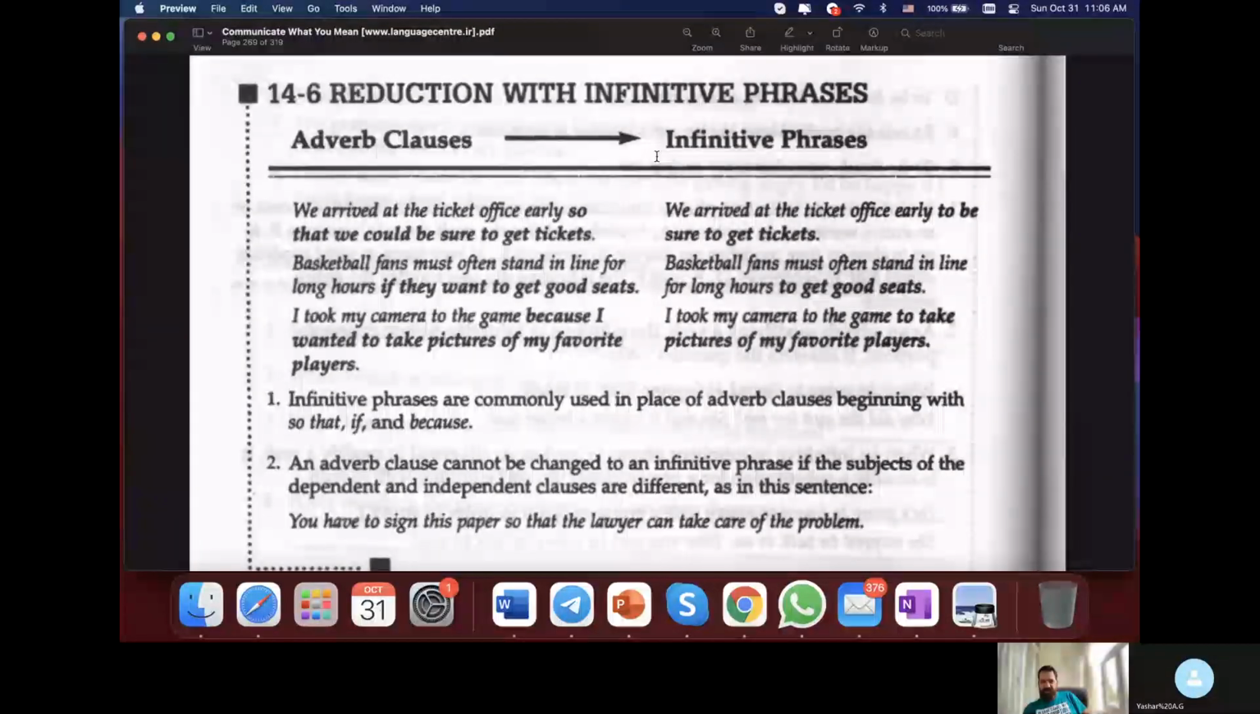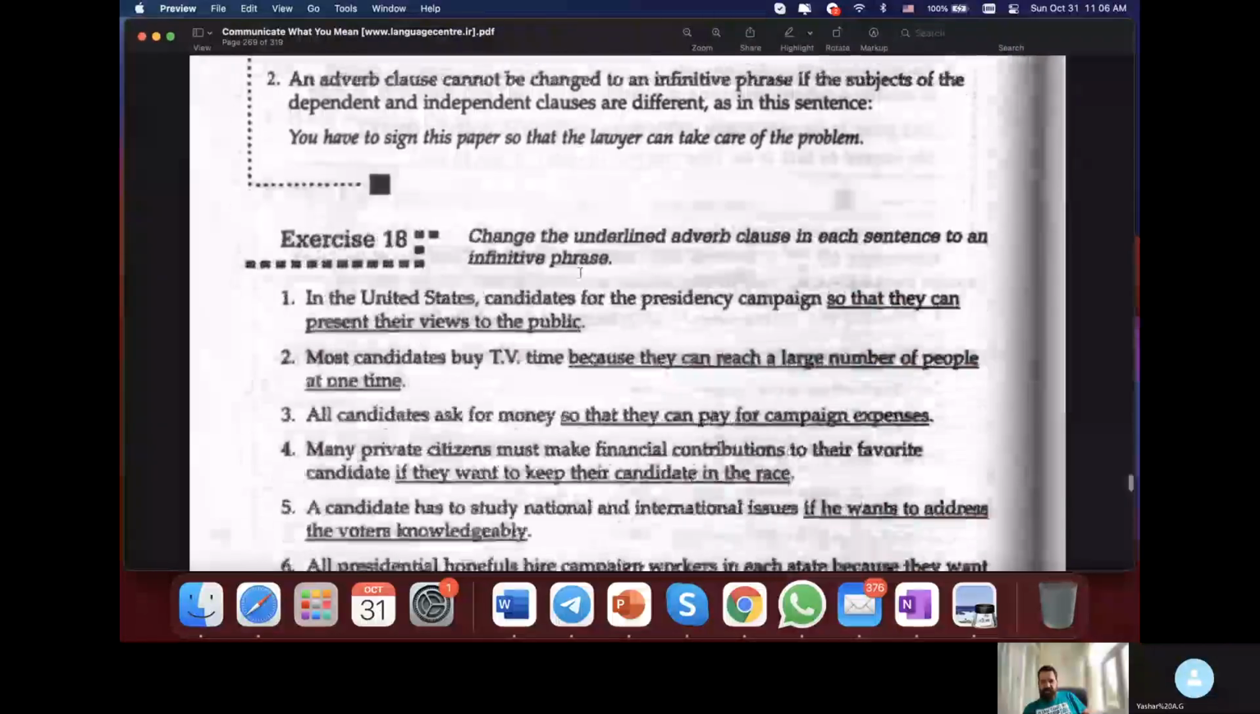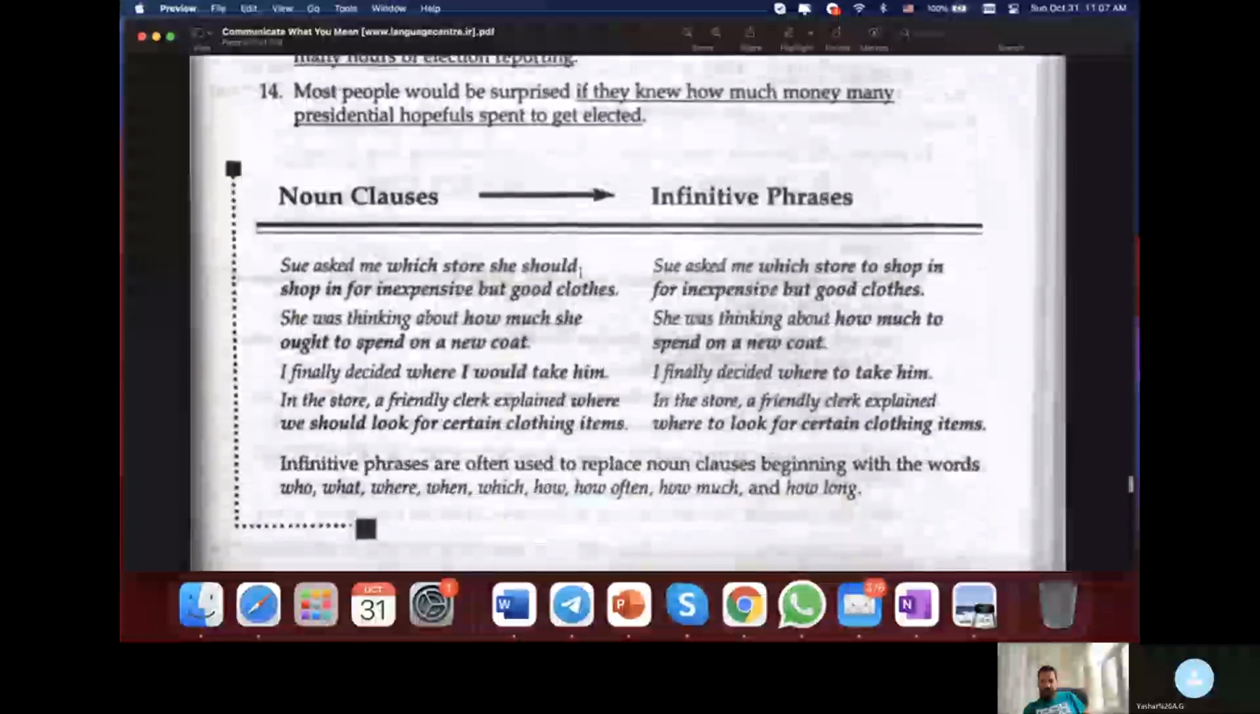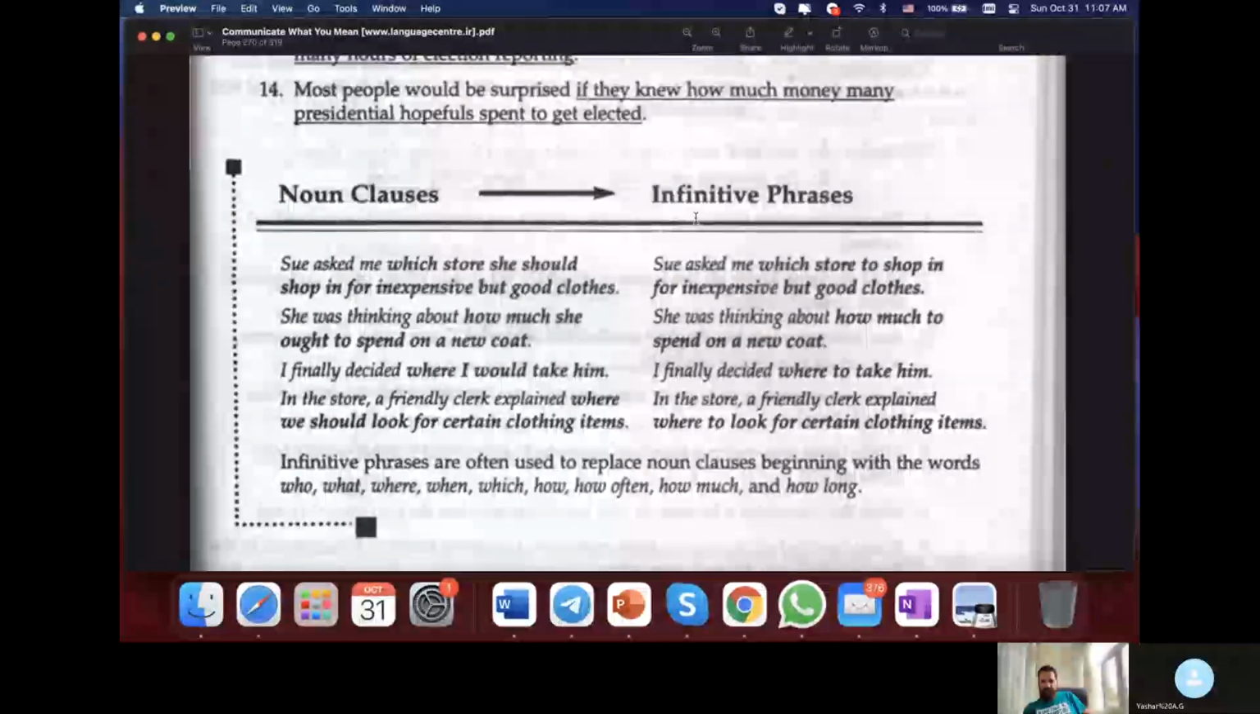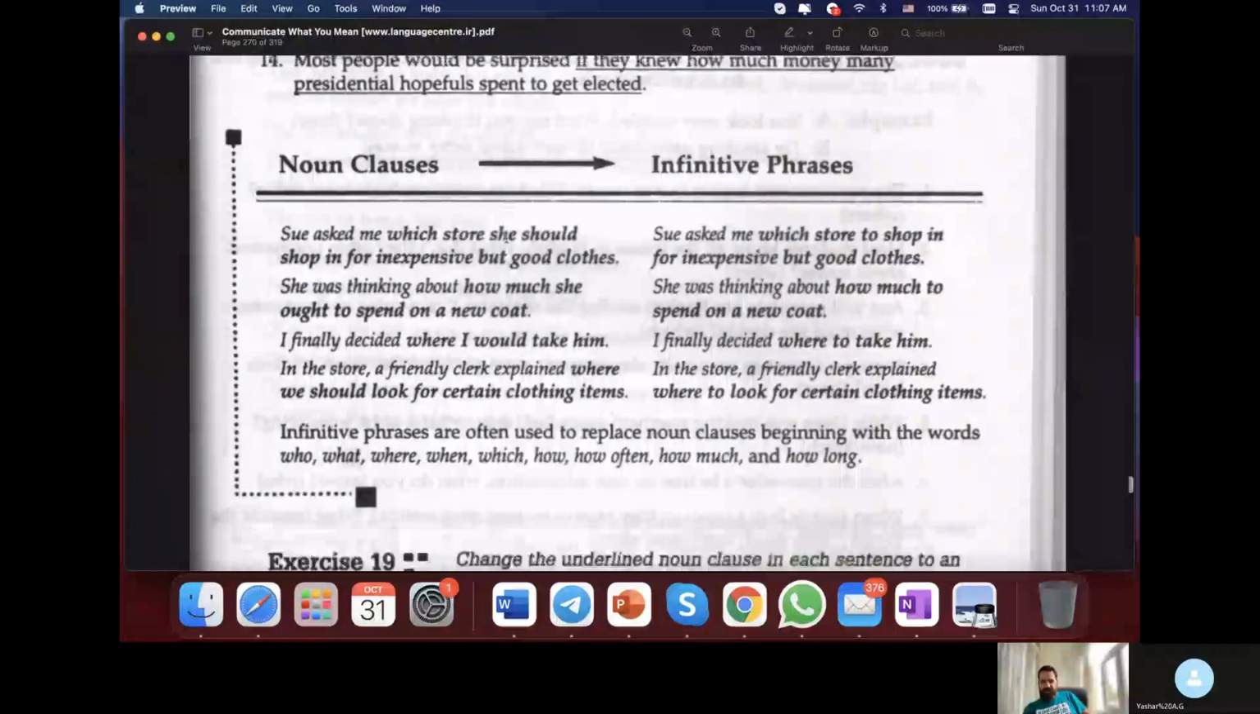Adverb clause-ı deyə bilər, infinitive phrase-ə təbdil edir. Çox rahatdır, baxın. We arrived at the ticket office early so that we could be sure to get tickets. We arrived at the ticket office early to be sure to get tickets. Hamısı həmandı. Noun clause-da infinitive adjective, infinitive phrase-ə təbdil ola bilər.